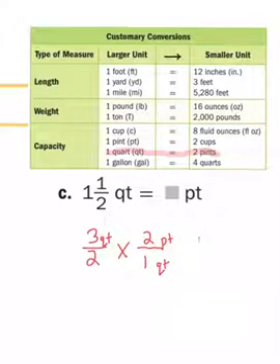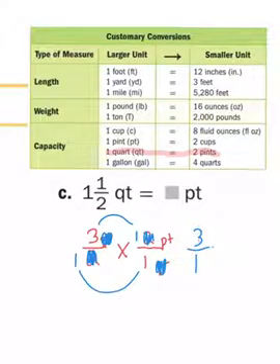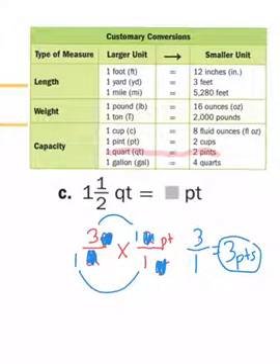Now let's do some bow tie reducing. Quarts disappear because they're diagonal. 2 goes into itself 1 time, and 2 goes into itself 1 time. So now I multiply. 3 times 1 is 3. 1 times 1 is 1. 3 over 1 is 3. And it's going to be 3 pints. So that's how I use dimensional analysis to figure out that 1.5 quarts is 3 pints.